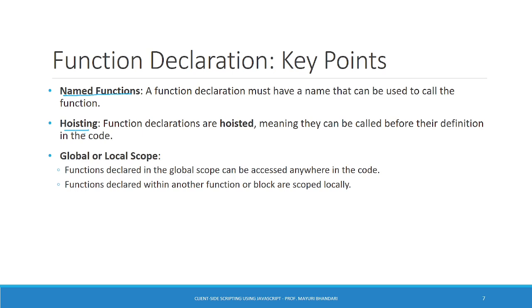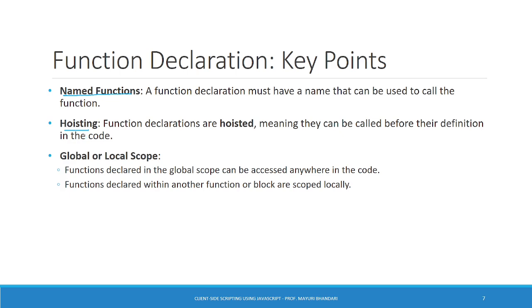Next key point is hoisting, which is very interesting. Function declarations are hoisted. This means that in JavaScript, the function declaration is moved to the top of its scope during the compilation phase. So you can actually call a function before it's defined in the code. However, this doesn't apply to other types of function definitions like expressions.